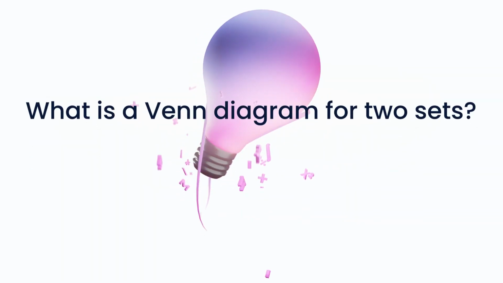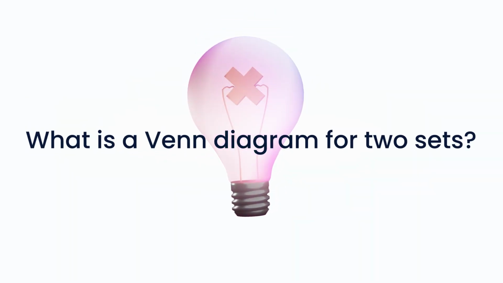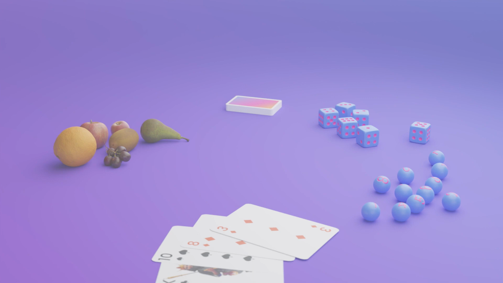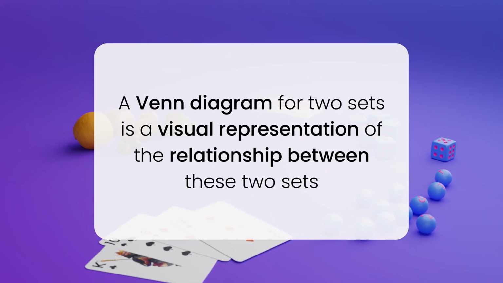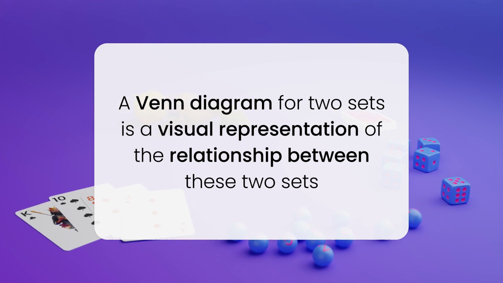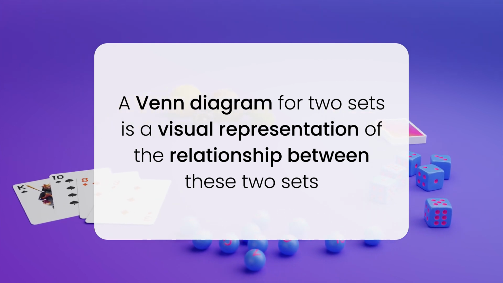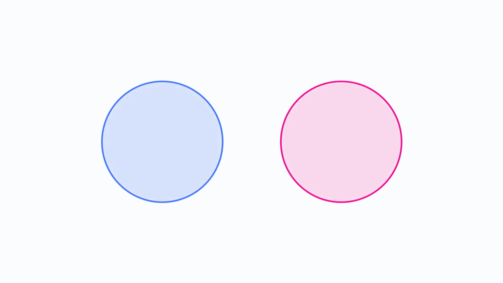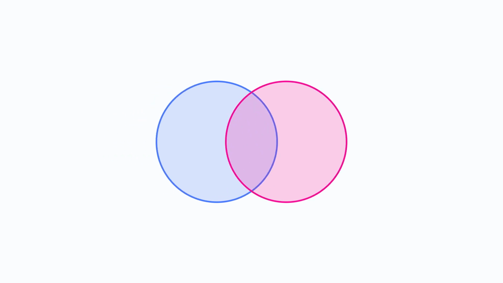What is a Venn diagram for two sets? A Venn diagram for two sets is a visual representation of the relationship between these two sets. The Venn diagram is composed of two circles or similar shapes. The circles each represent one set. The circles overlap if the two sets share common elements.